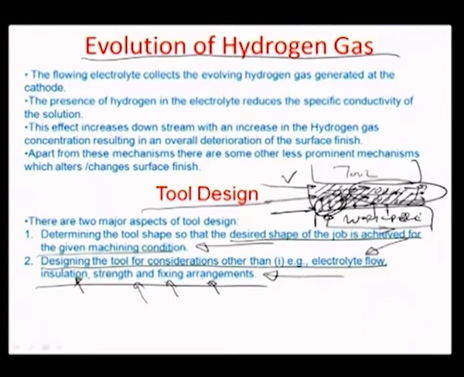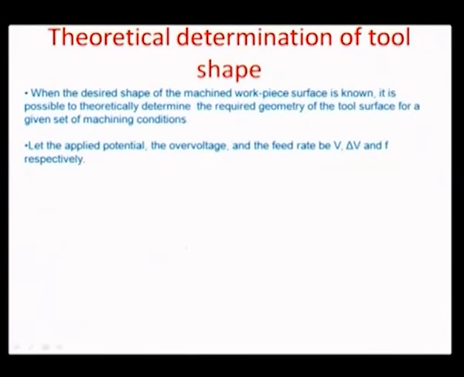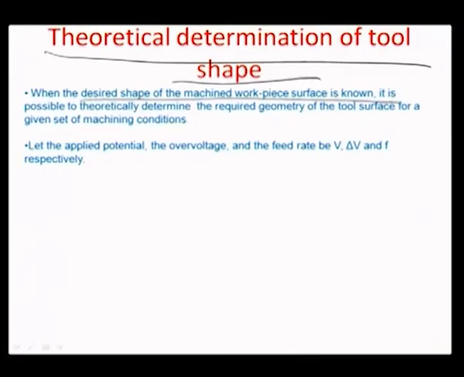And in that respect, I would like to propose a theory where we want to theoretically determine what the tool shape is, based on a certain function which is known to be the final shape of the workpiece that you would like to generate using ECM. So, when a desired shape of the machined workpiece surface is known, we want to somehow map the surface into a tool surface, which is actually possible theoretically.